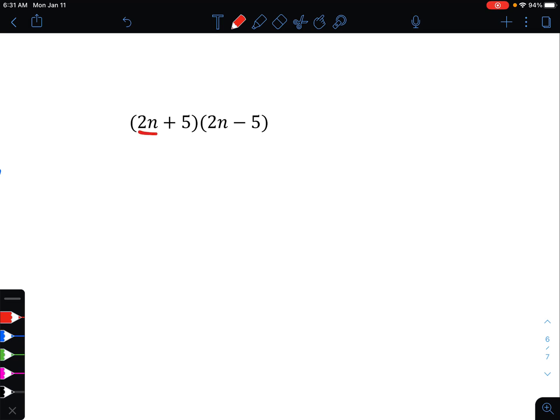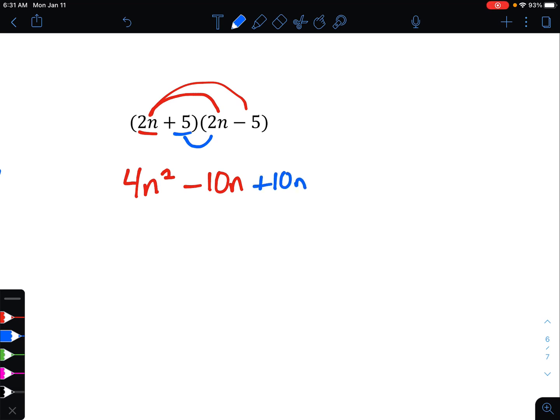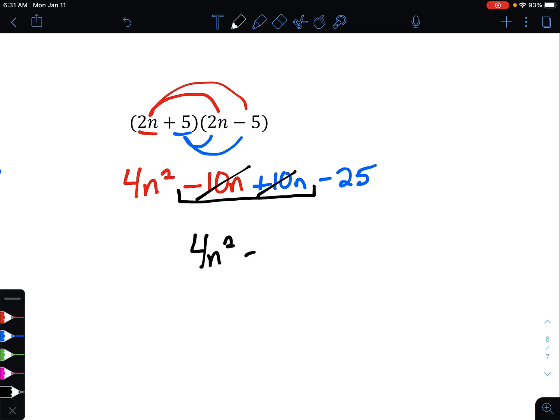So when we distribute, we're going to do it the same way as each of the other problems. So 2n multiplied by 2n is 4n squared. 2n multiplied by negative 5 is negative 10n. And then our second term, the plus 5 multiplied by 2n is a plus 10n. And 5 multiplied by negative 5 is negative 25. All right, so when we combine like terms, negative 10n plus 10n actually adds to be 0. So then you just copy down the other two terms, 4n squared and then minus 25, and that is it.